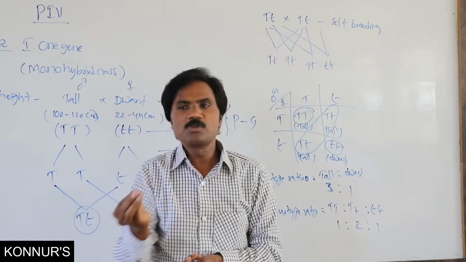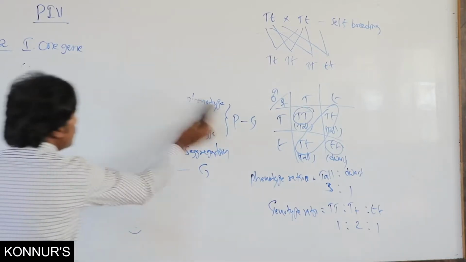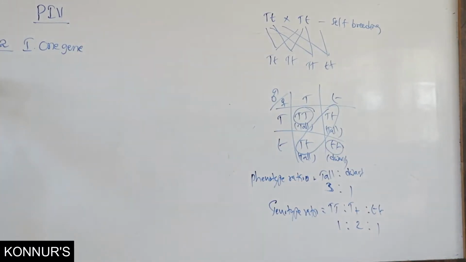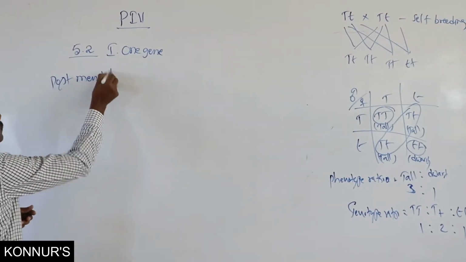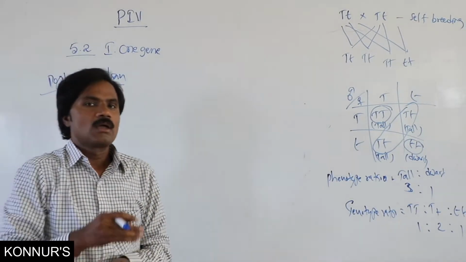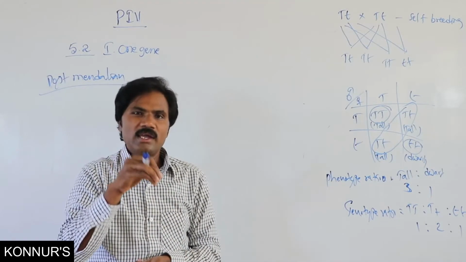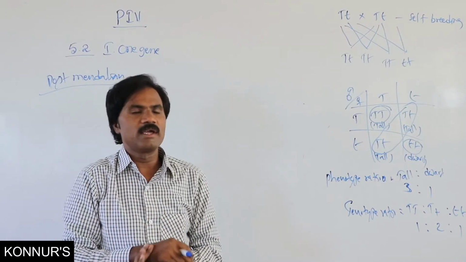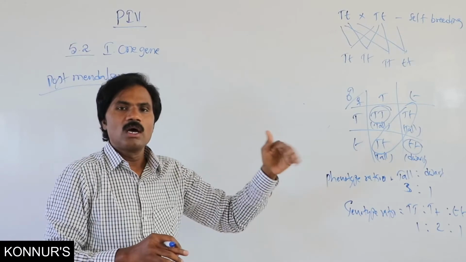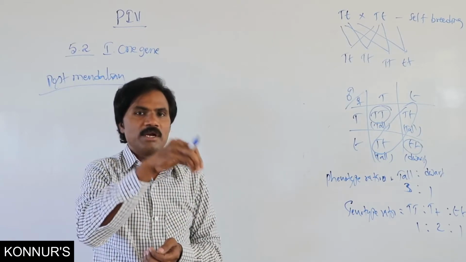So that is post-Mendelian crossing. If you observe post-Mendelian crosses, they relate to interaction in inheritance, either intra- or inter-genic. This is where one allele influences another allele of the same gene, that is intragenic interaction of inheritance.